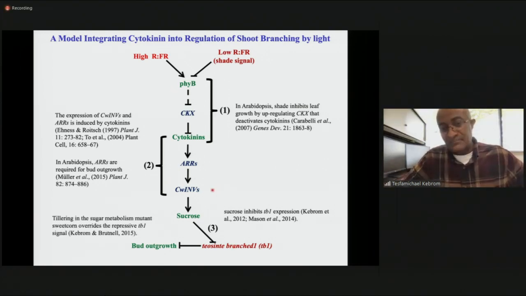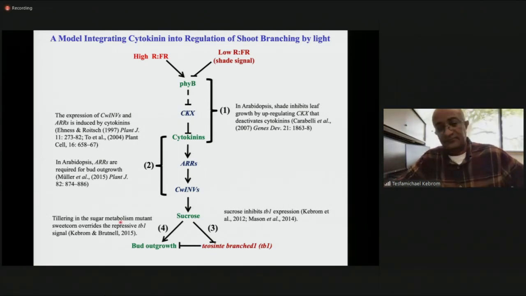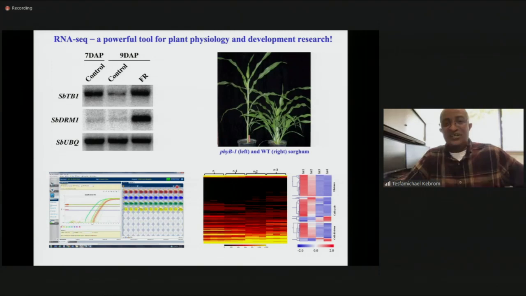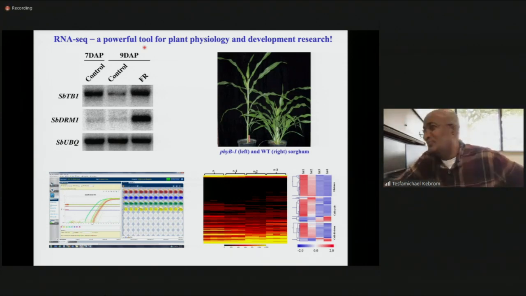We also know that in some plants like sweet corn, even if teosinte branched 1 is expressed at a very high level, the buds still grow, which means sugar may override teosinte branched 1 and induce bud outgrowth. So this is our model. This model was built by Northern blot, one gene at a time, but using RNA-seq, we now have this model. To summarize, RNA-seq is a powerful tool for plant physiology and development research, and the tool is now available at the Center for Computational Systems Biology, and we also have the computational tools. So if you are interested, you can do RNA-seq. Thank you. If you have any questions.